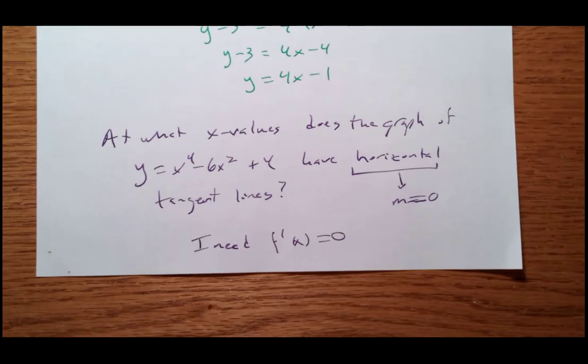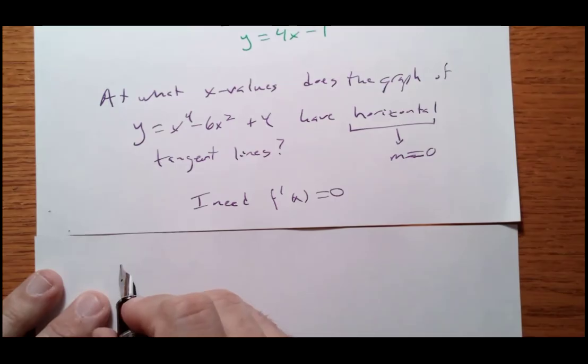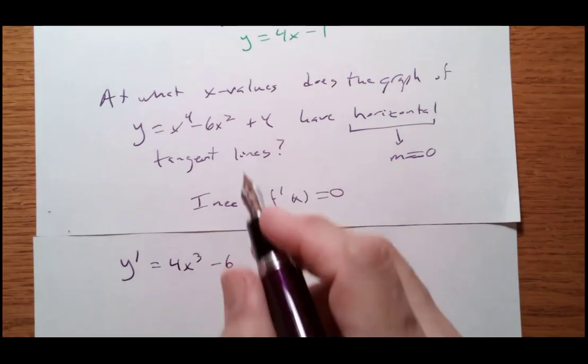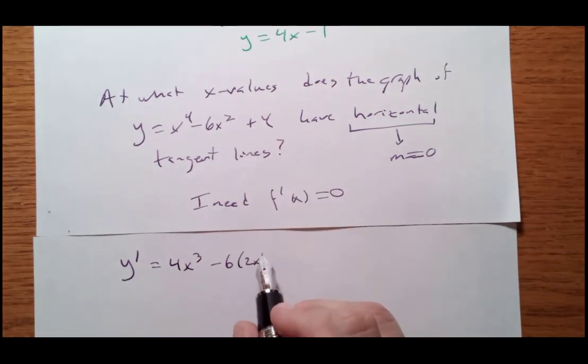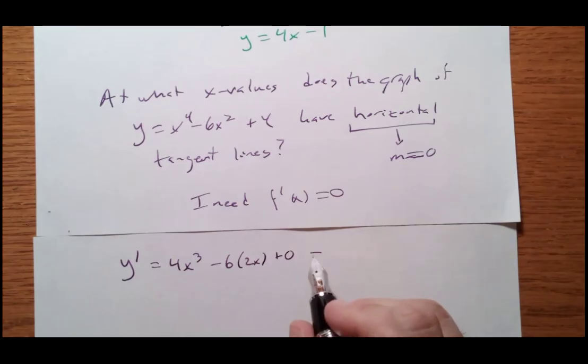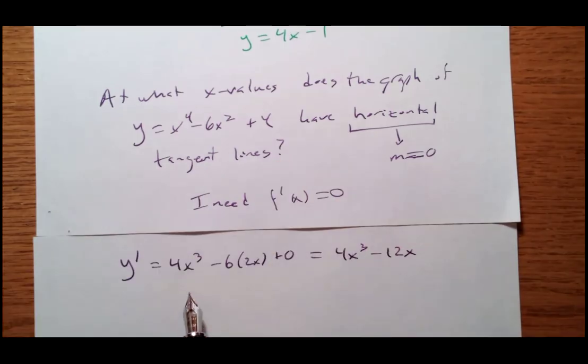What is my derivative for this equation? Y equals, so y prime. What's y prime, ladies and gentlemen? Derivative of x to the fourth. Leave the 6, derivative of x squared. Derivative of 4. 4x cubed minus 12x. I need that equal to 0. So let's set that equal to 0.